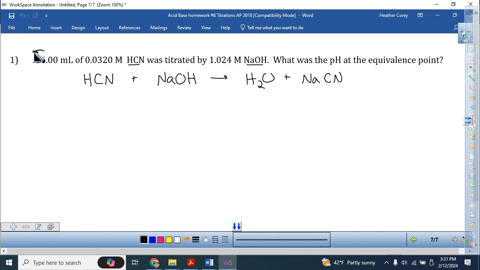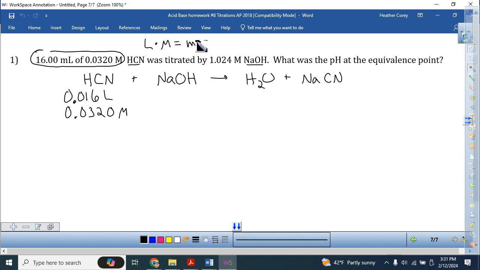All right, so this is what I have that goes with the HCN, and I have 0.016 liters of the HCN. I have 0.0320 molar, and remember, liters times molarity equals moles. So I'm going to find out how many moles of this acid I have. And when I do that, I get 0.000512 moles. That's how much I'm provided with.